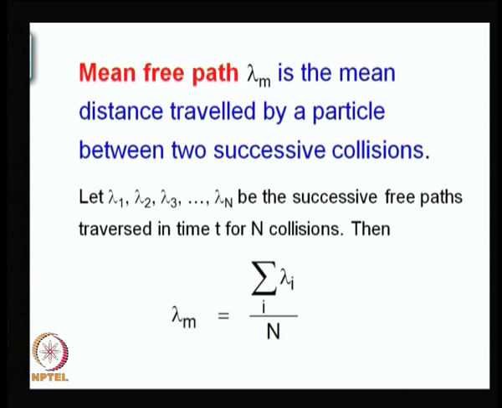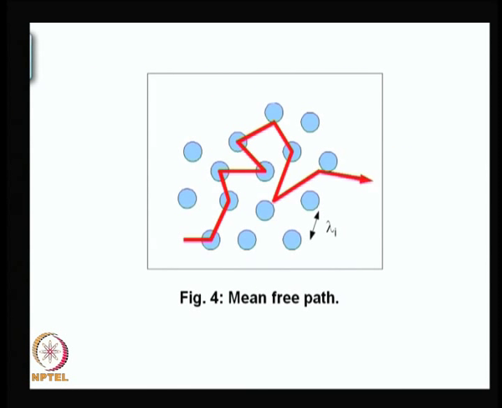You may recall that the mean free path is the mean distance travelled by a particle between two successive collisions. So, if lambda 1, lambda 2, lambda 3, lambda 4, lambda n are successive free paths which the particle travels in time t in n collisions, then we have lambda m is equal to sigma lambda i upon n. This is the equation that defines the mean free path. It is a simple algebraic equation. This is a pictorial representation of the mean free path where the electron or the charged particle is colliding with different atoms in the plasma and in a random manner.